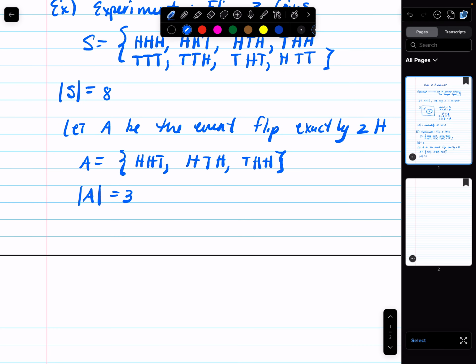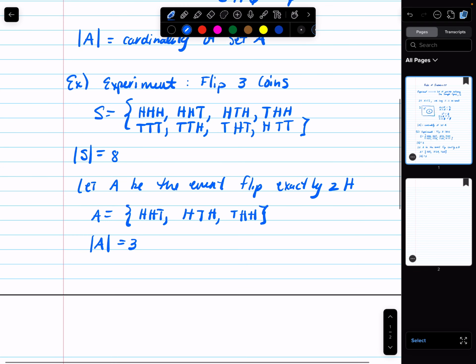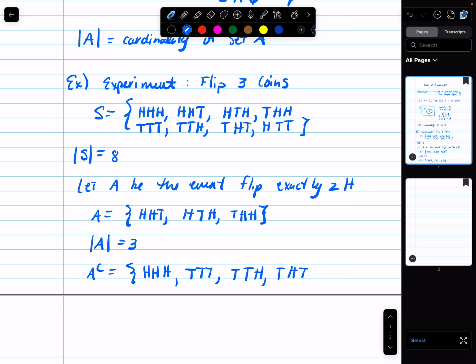Notice the complement of A, if we wanted to write that down, are all the ones where I don't have exactly 2 H's. So the 3 H's, 3 T's, and the rest. So that's all of them. So again, notice that if I take all of A and union it with all of A complement, I get back the sample space S.